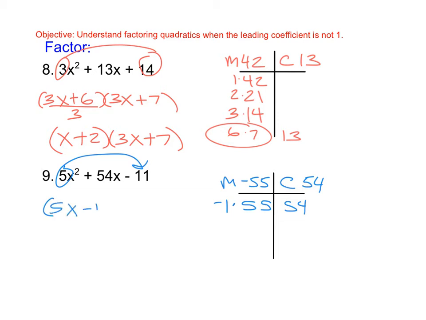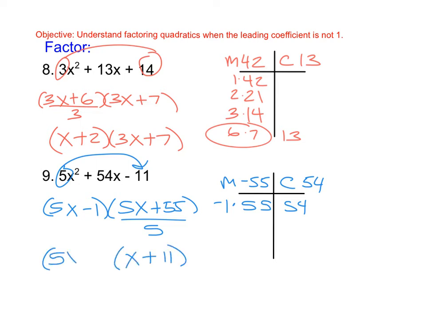I'm still laughing at myself. 5x minus 1, 5x plus 55. And then we have to divide by 5 in that second one, so we get x plus 11. My 5s look like s's. It's because I'm sitting in bed doing this.